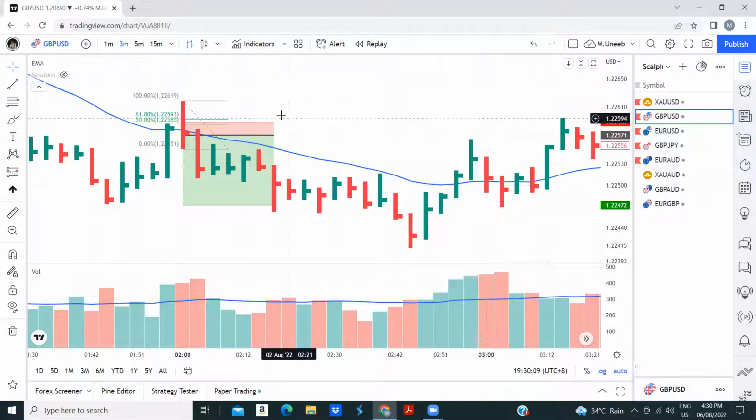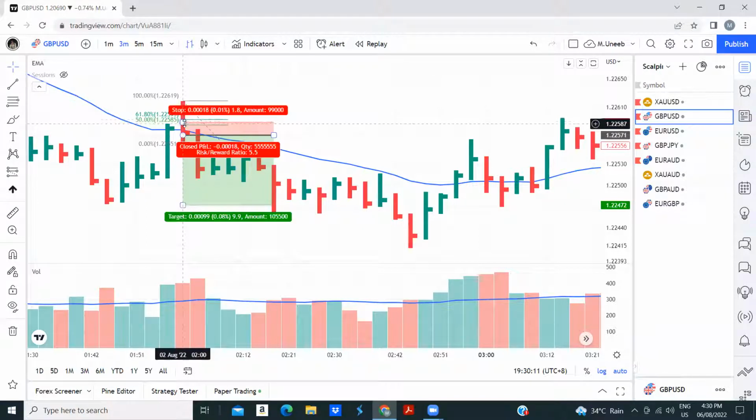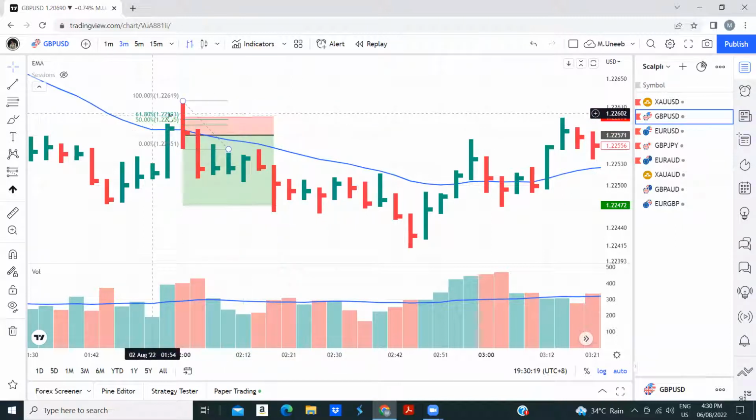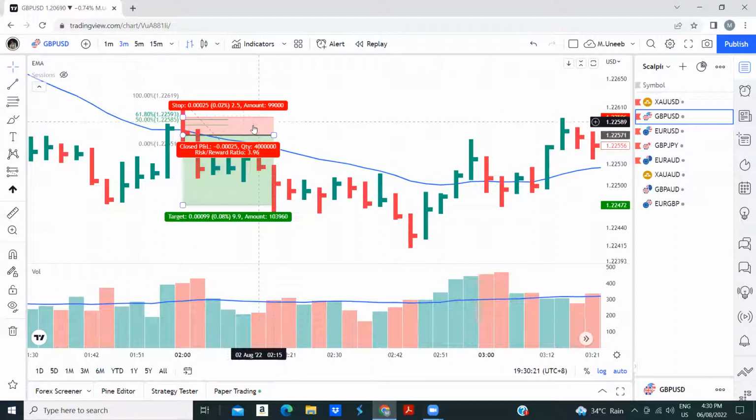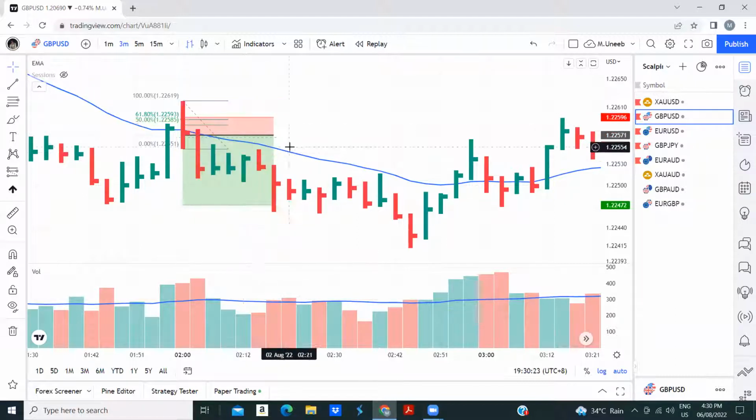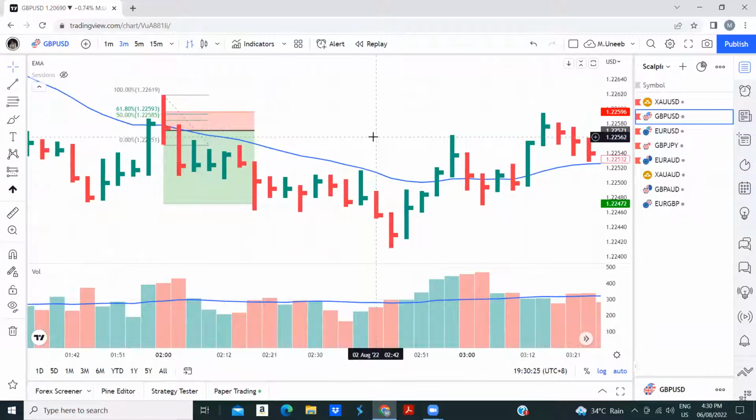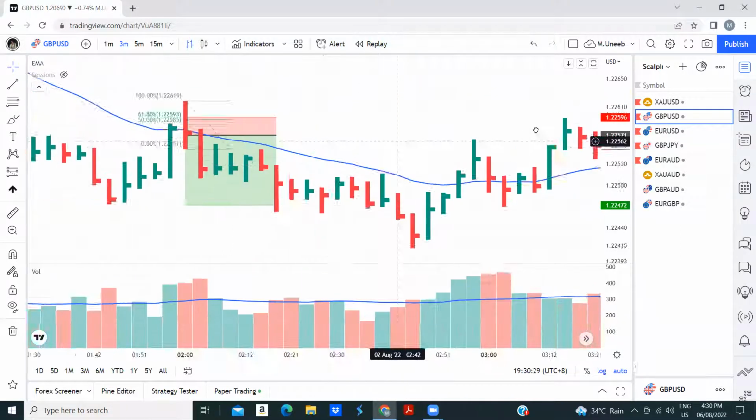Got it? Now, if you want a more conservative stop, for example, when there are spreads or volatility, then you can just take it just above 61.8. So this gives you how much? 3.96R. Got it? Now you compare 1.8 with 3.96. Are you getting my point?